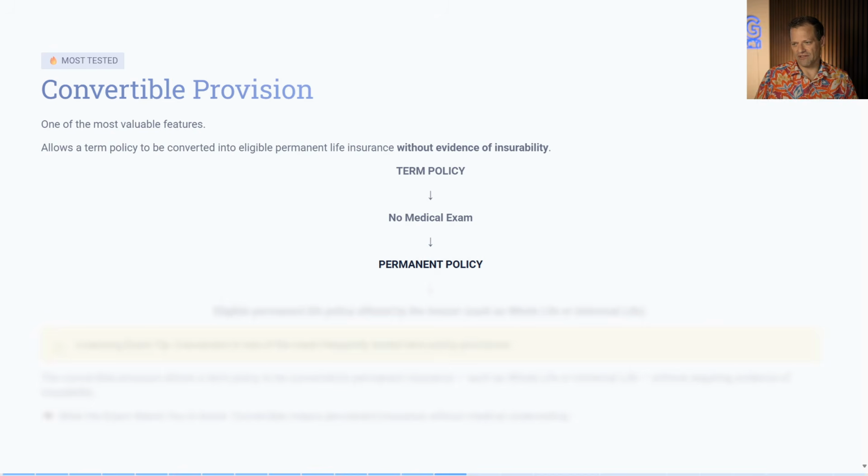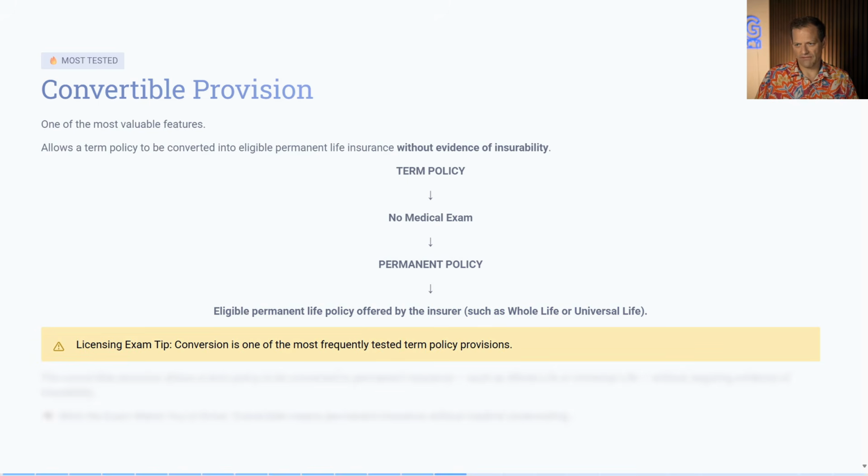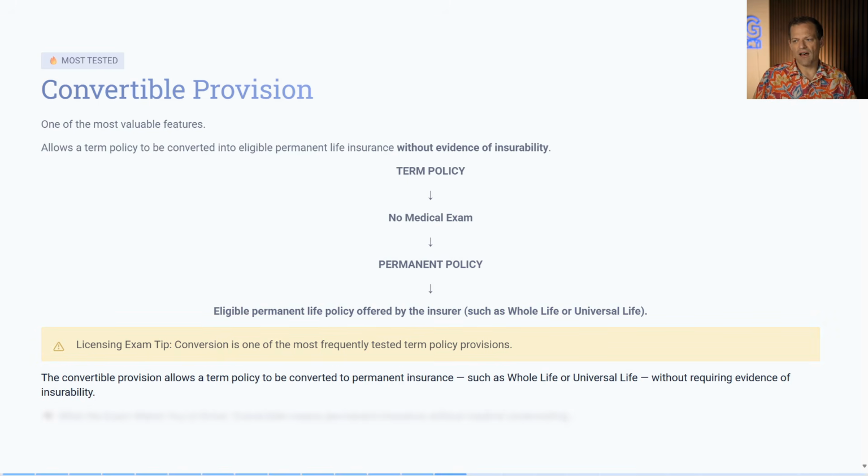into a permanent life insurance, like a whole life plan. Sometimes it's a universal life plan. And then the idea is to have some type of eligible permanent life insurance policy so that you have some kind of coverage going forward. Okay. So conversion is one of the most frequently tested term policy provisions. So make sure you do understand that.